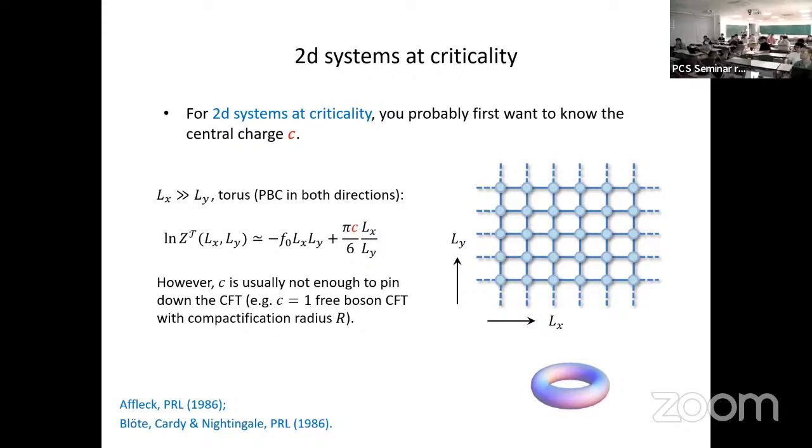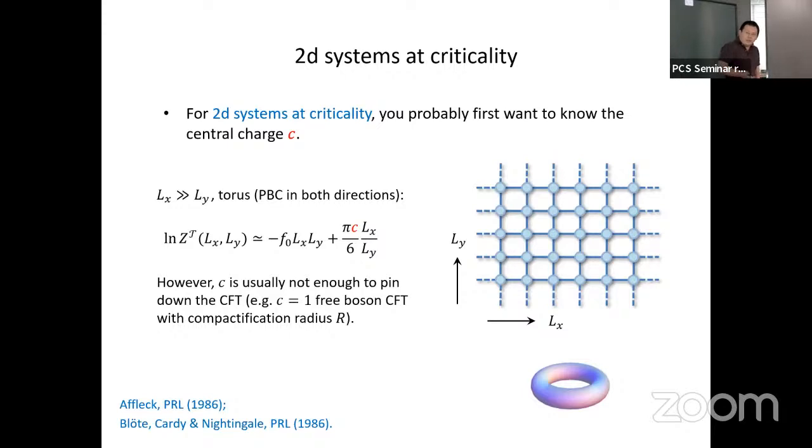But as I said, the central charge is often not enough to pin down the CFT. One famous example for us is the c equal to one free boson CFT with a certain compactification radius. In the condensed matter context, this is often referred to as the Luttinger liquid. And then, of course, you have one Luttinger parameter, which is another parameter defining the theory. And of course, you may say, okay, if central charge c is smaller than one, we have the so-called minimal models, and then you have a unique CFT, but still there's the complication that with the same central charge, for example c equal to 4/5, you have the Potts model, but then you still have two possibilities. One is the modular invariant partition function being diagonal or off-diagonal. So the central charge is often not enough to pin down the CFT.